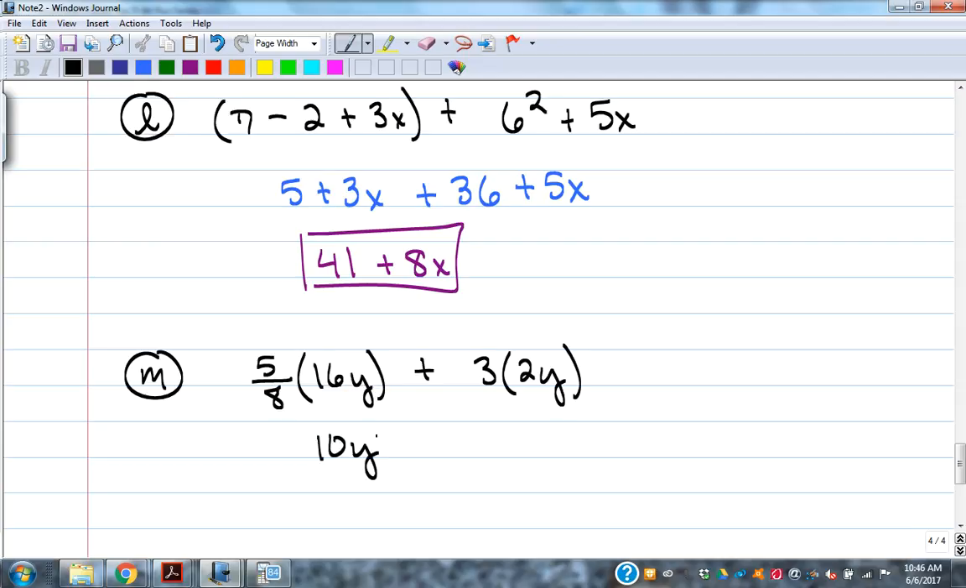And then I can do the other one. 3 times 2, y would be 6y. Really easy to do. Now, are those like terms? Yeah, they're both y's. So put them together. 16y. That's it. Easy peasy.